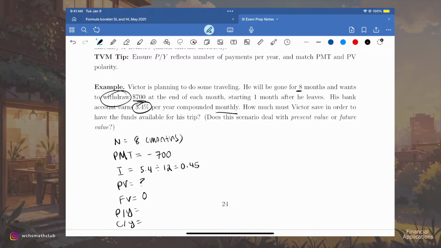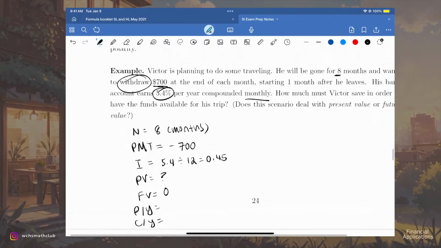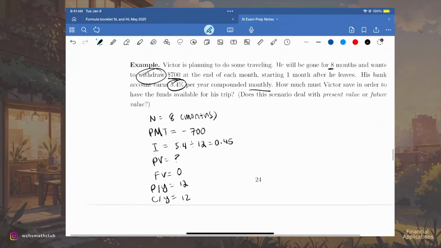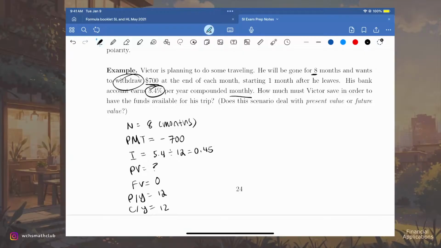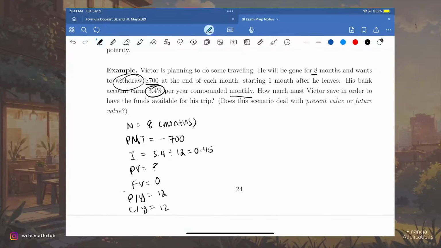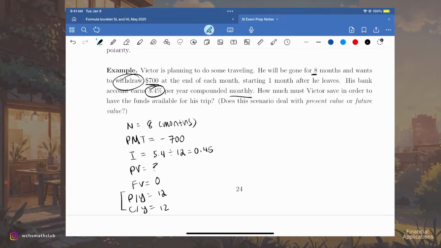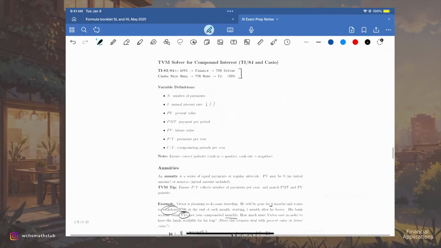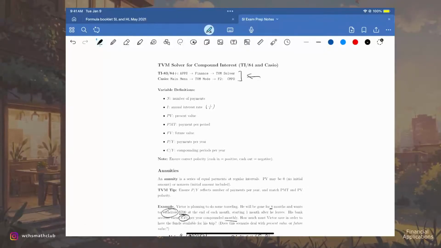For your payment per year, it'll be 12 and another 12 for compounding per year. And even though these two are the same for this question and for a lot of different questions, these two values will not always be the same, so you have to keep an eye out for that. But if you plug this all into your calculator, it'll just automatically give you a number, and for this question it's 5455.01, and you can refer back to the instructions as is on there.